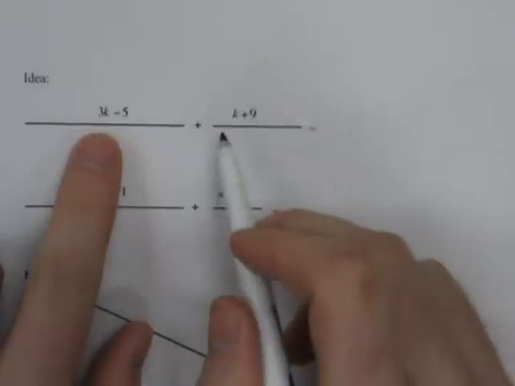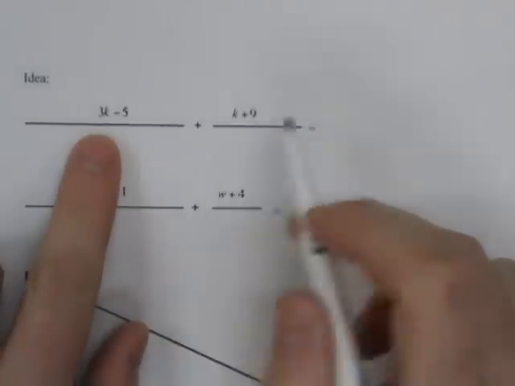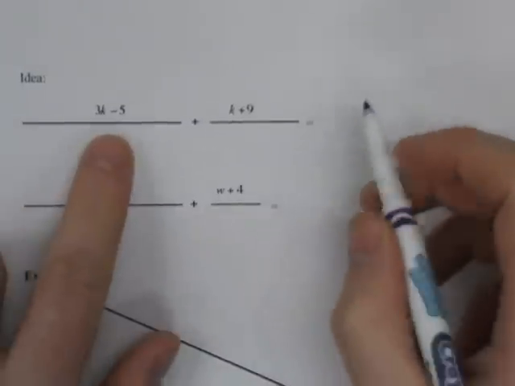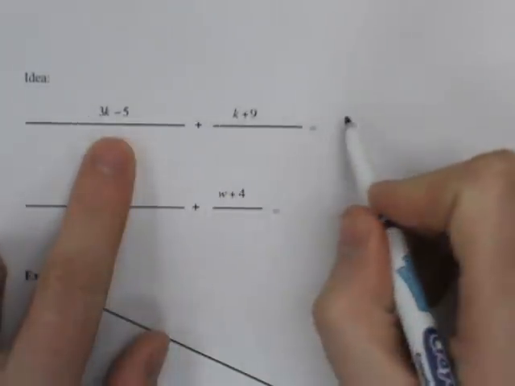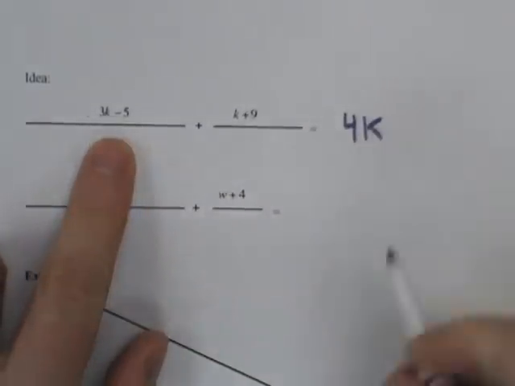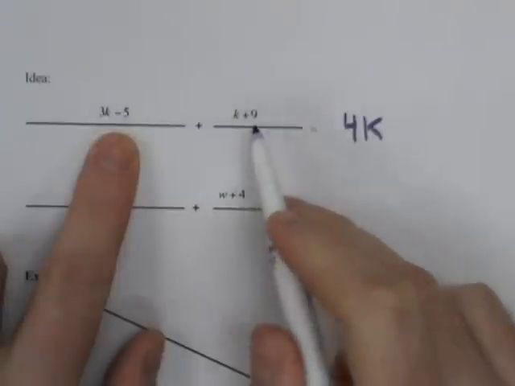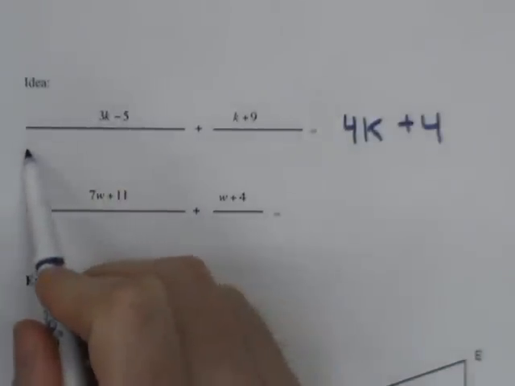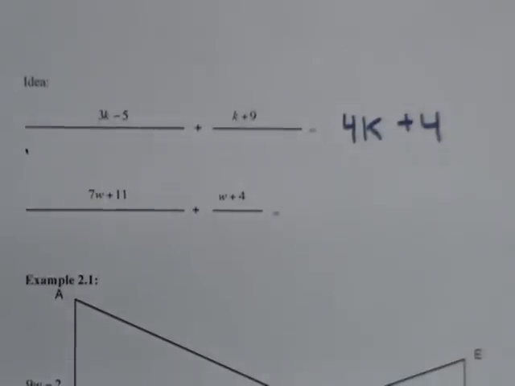So when I look at this first example, this first idea, it says 3k minus 5 plus k plus 9. You combine like terms, and you could say that the big section all together, both segments together, would be 3k plus k, which is 4k. And then negative 5 plus 9 would be plus 4. That would represent the distance from here all the way to there.